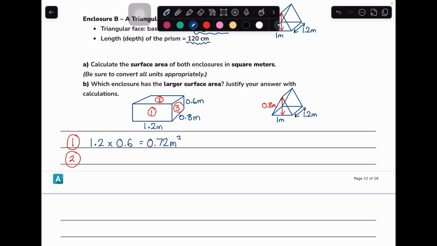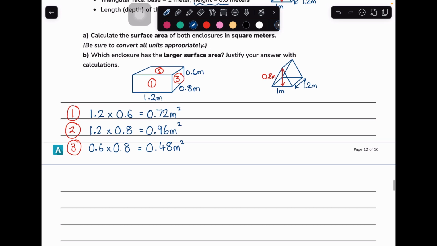Okay, side 2. This time we're doing 1.2 multiplied by 0.8, which is 0.96 meters squared. And then onto the third side, we would have 0.6 multiplied by 0.8, which is equal to 0.48 meters squared.